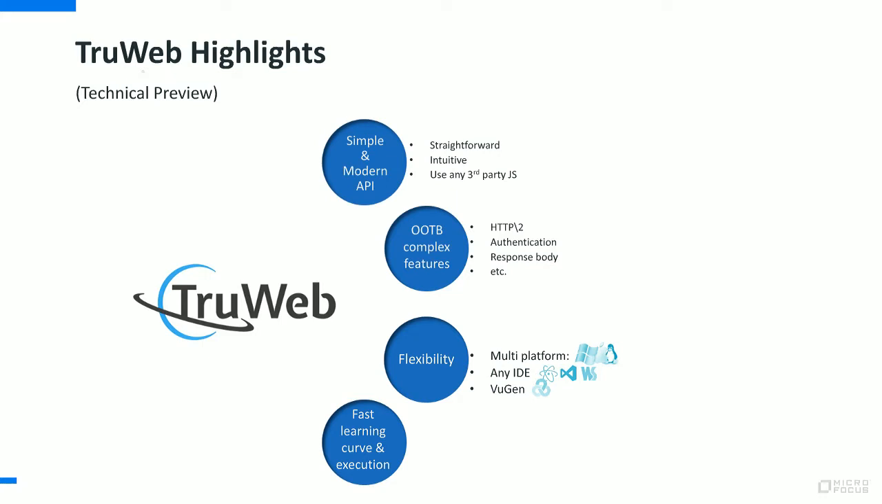Now, I'd like to explain to you a little bit about TrueWeb from the different aspects that it provides value to you as our end user. TrueWeb has a lot of out-of-the-box complex features: HTTP2 support, authentication, response body, parameters. These are just some of the features that they've added to this initial release. And what we plan on doing with future releases is to expand and add on to more of those complex features.